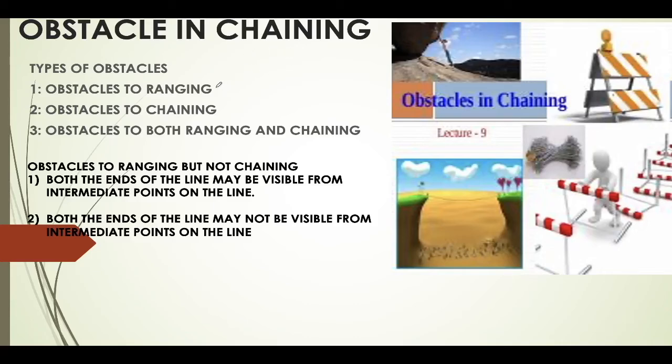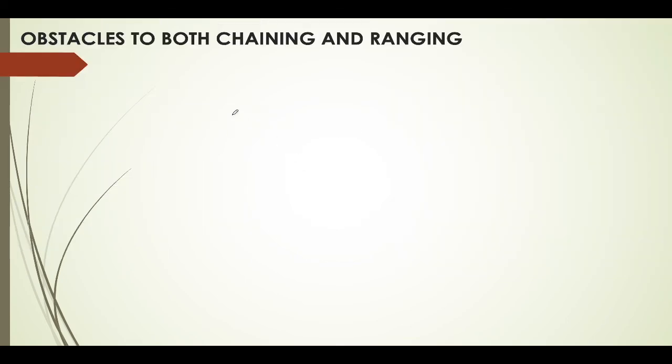So we have covered obstacle to ranging and obstacle to chaining. Now we'll discuss obstacle to both ranging and chaining. For example, if we have a building, in this case we have a building over here. This building prevents chaining as well as ranging because of the height of the building. So in this case we cannot prolong the line beyond the obstacle and determine the distance across it.